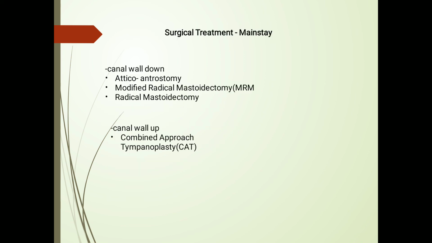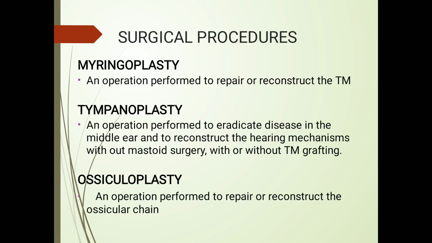Surgical treatment is the mainstay. Canal wall down. Types of procedure: atticoantrostomy, modified radical mastoidectomy, radical mastoidectomy. Canal wall up: combined approach tympanoplasty, CAT. Surgical procedures: myringoplasty, an operation performed to repair or reconstruct the tympanic membrane.